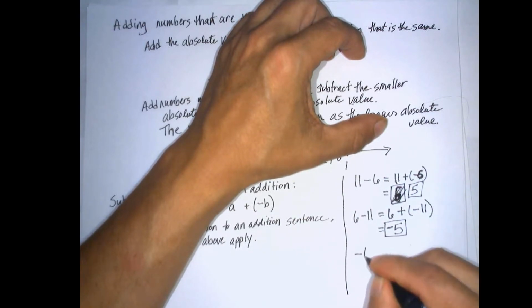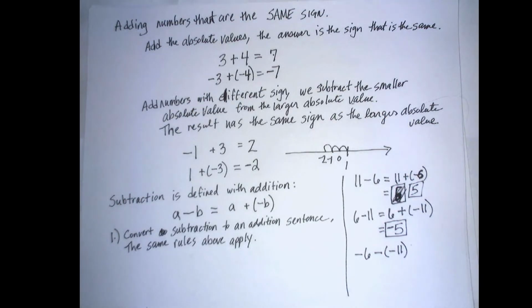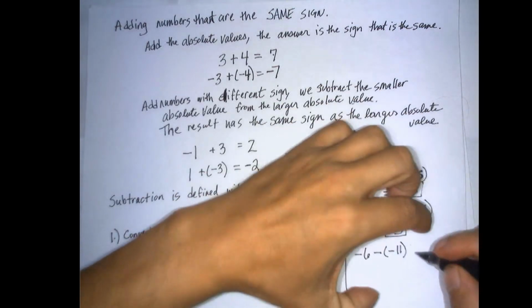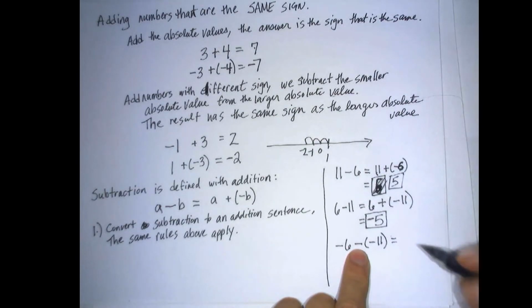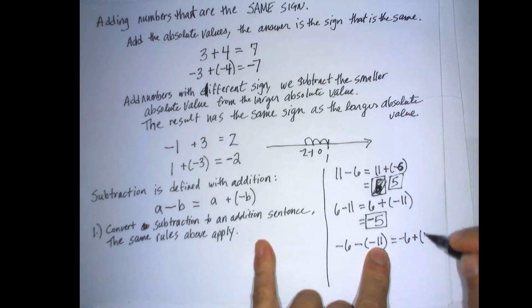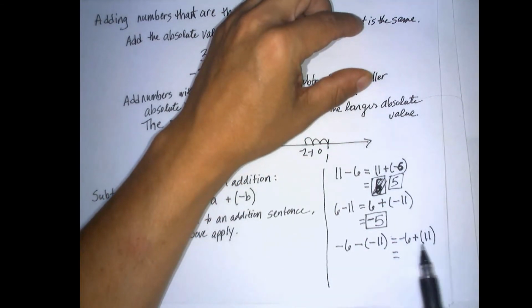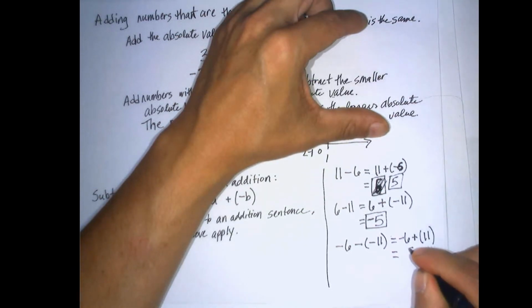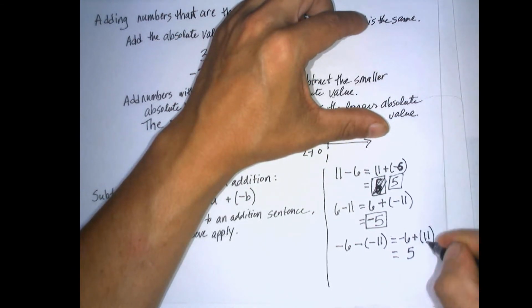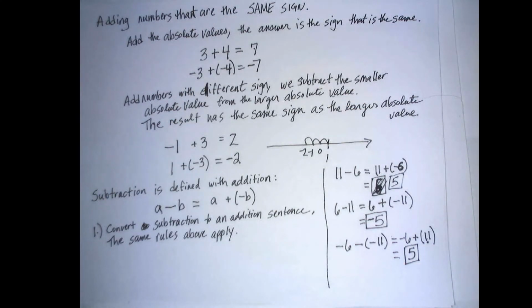What about negative 6 minus negative 11? Negative 6 minus negative 11. So this is going to be, we change the sign of this, so it's negative 6 plus, we change that sign to 11, and now we have almost the same thing we had. Well, it's not the exact same, because this one's negative. So we subtract, 11 minus 6 is 5, and the bigger number is positive, so the result is positive. Let's look at one more.